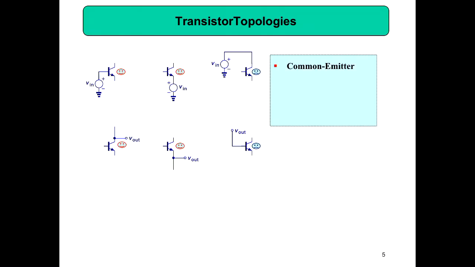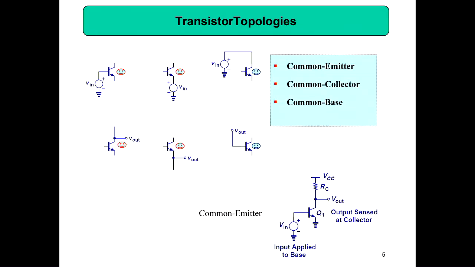So there will be common emitter, where the emitter is common to the collector and the base. Then common collector, where the collector is common. Then a common base. So we got 3 topologies here: common emitter, common collector, and common base. We will be studying these 3 topologies in detail in the coming lectures.